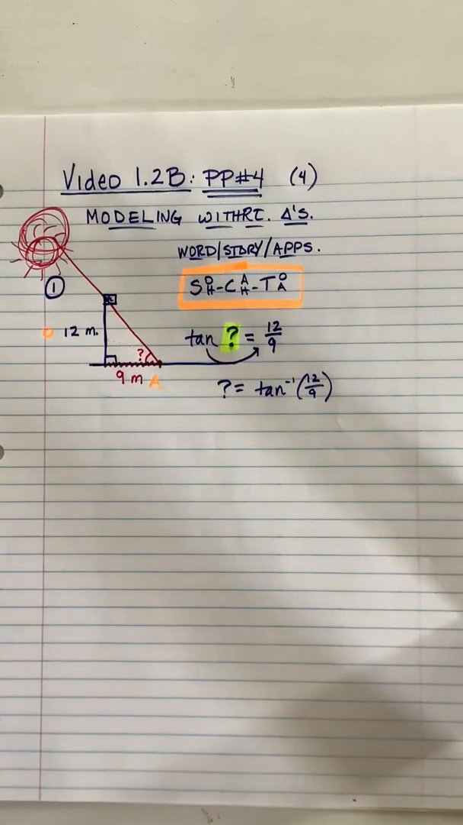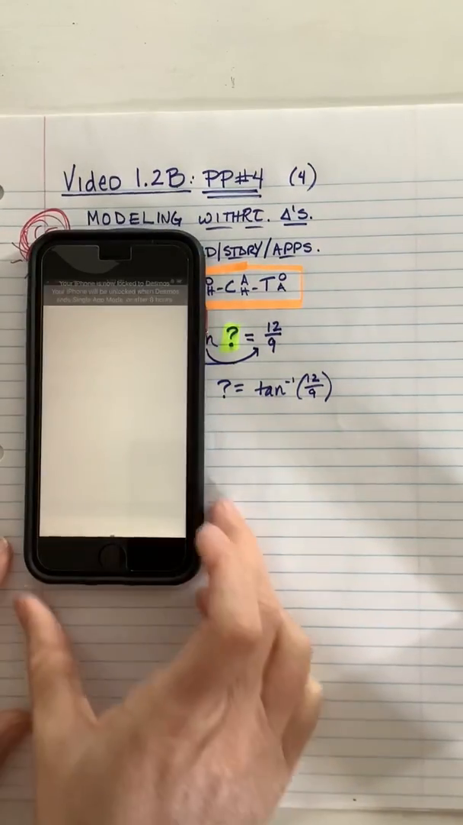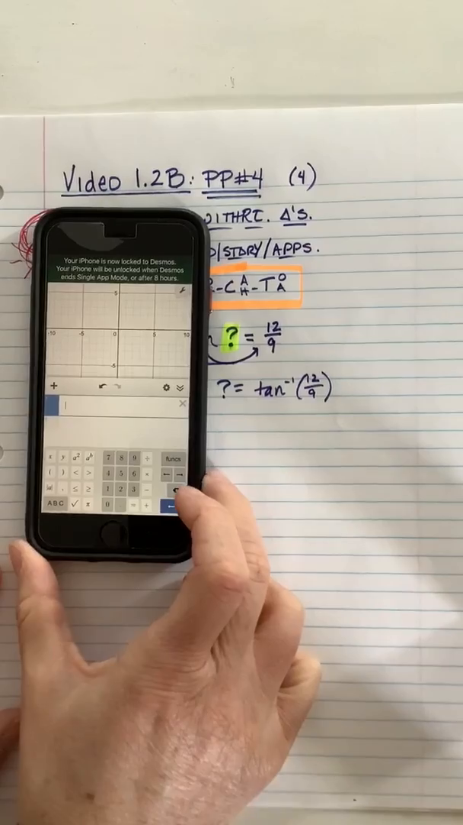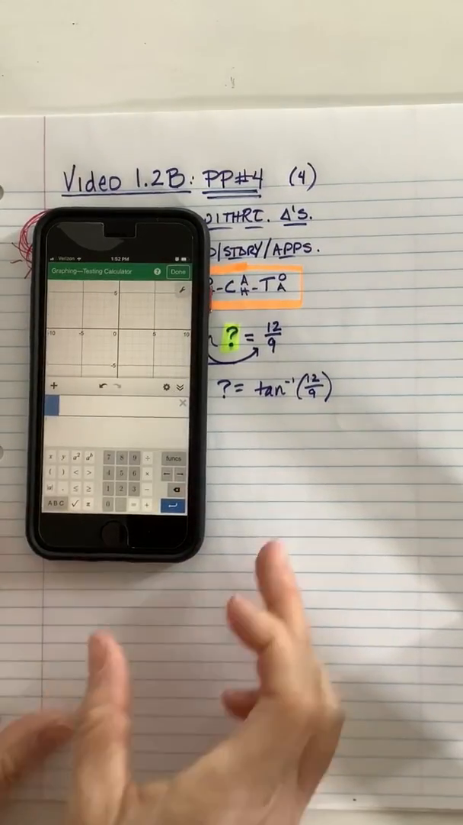So let me fire up my phone here. Test mode, start test. Yes, I want to lock it because of all those awkward tweets and, you know.